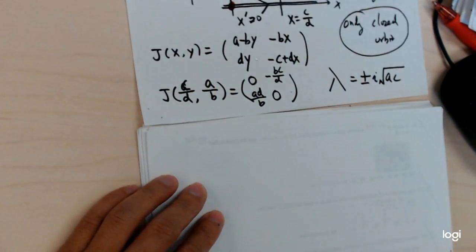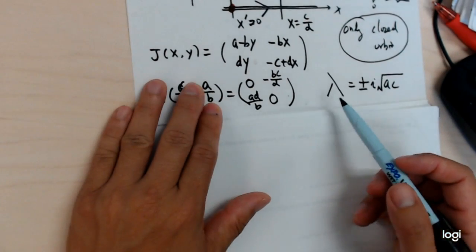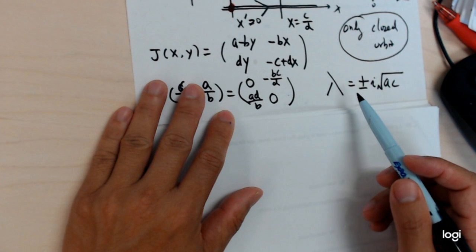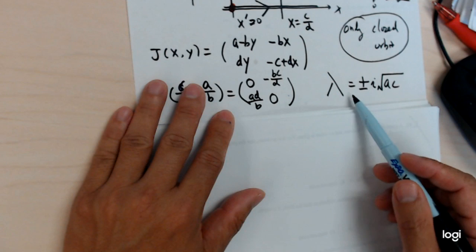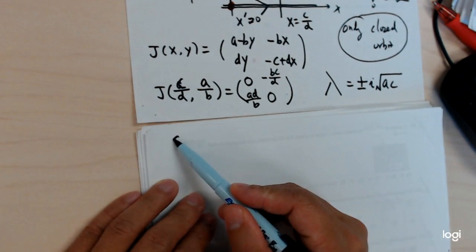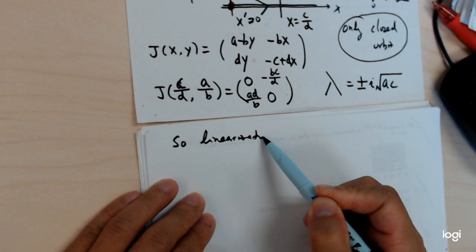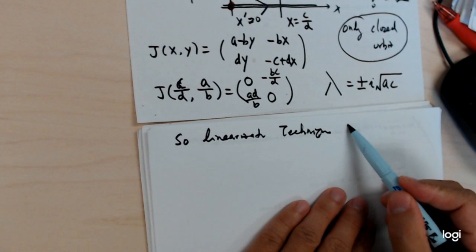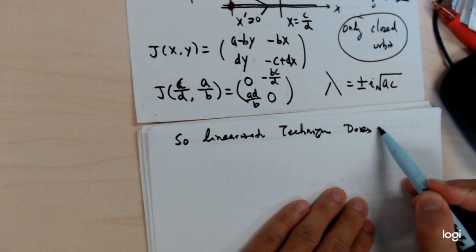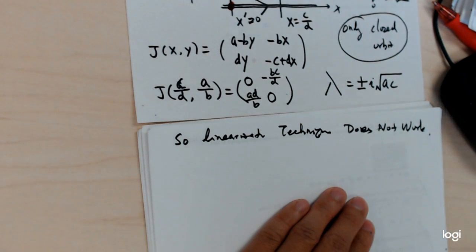So what does that mean? That means the linearization technique is not going to work. Remember, linearization only applies when the eigenvalues have a real part that's not 0. So let's just say the linearization technique does not work. We cannot conclude anything about the stability.